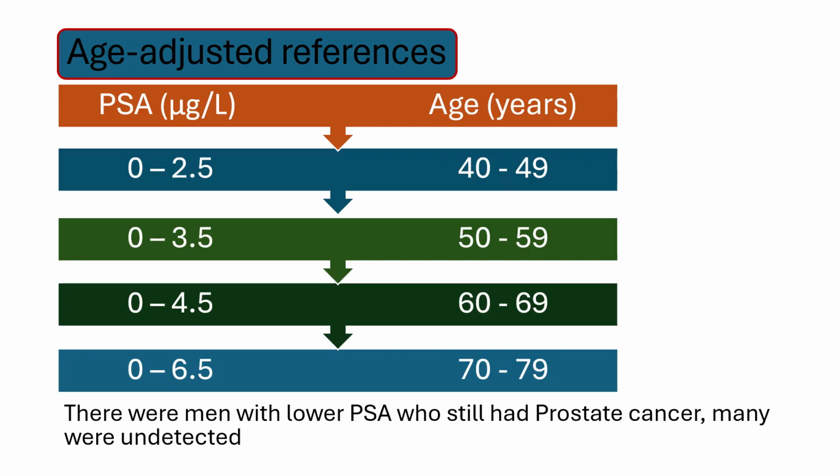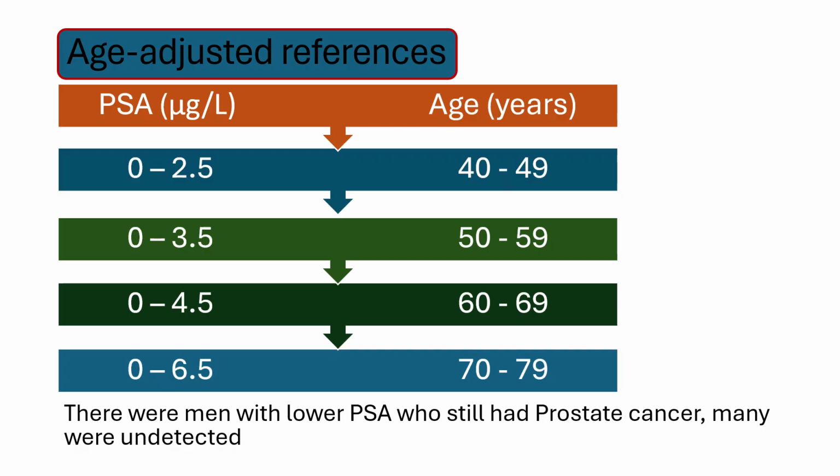And this has given birth to the age-adjusted references, in which different reference intervals were allocated to different age groups of men. This gave consideration to the fact that as people get older, their total PSA value gets higher. So higher reference values were allocated for people who are older compared to people who are younger.